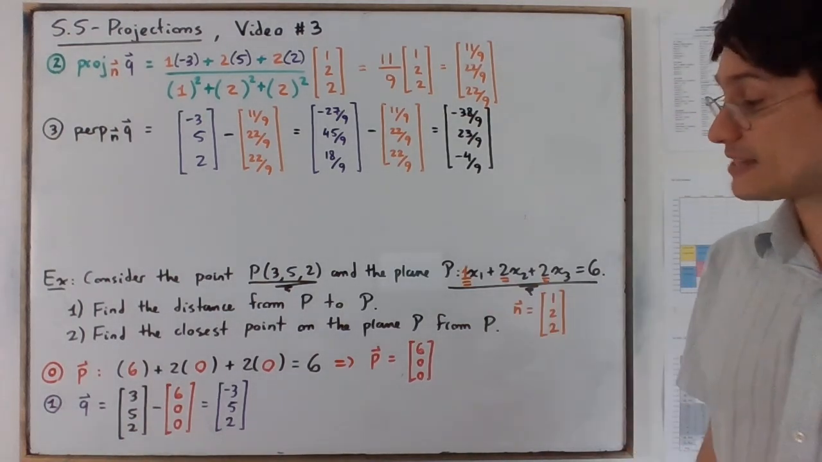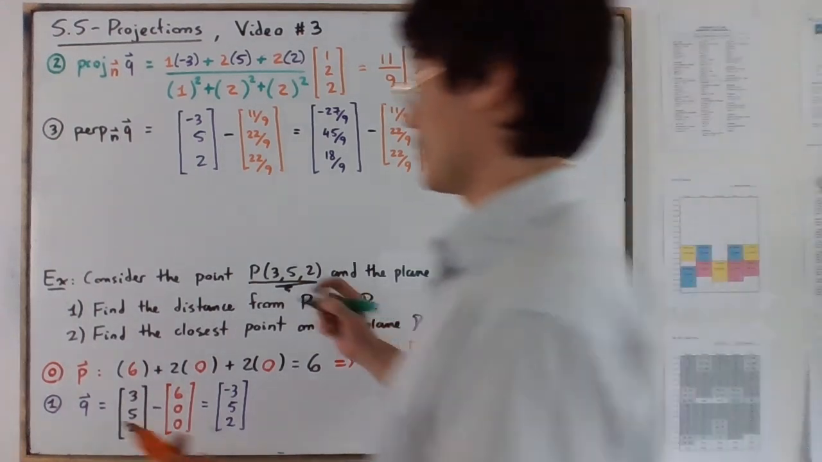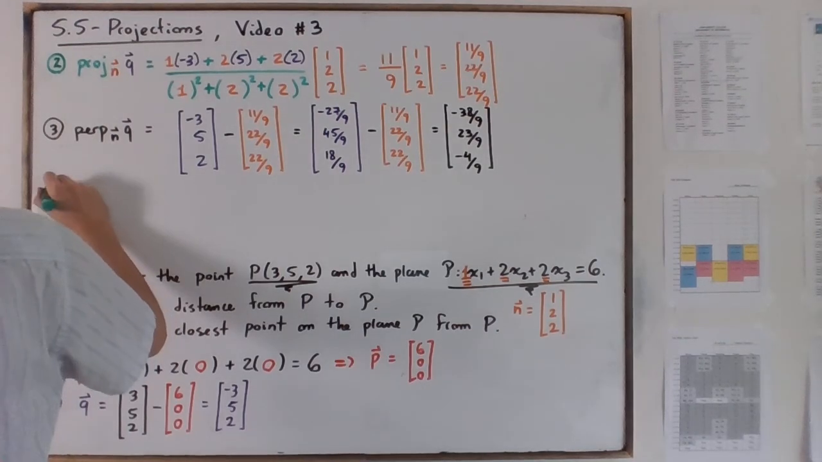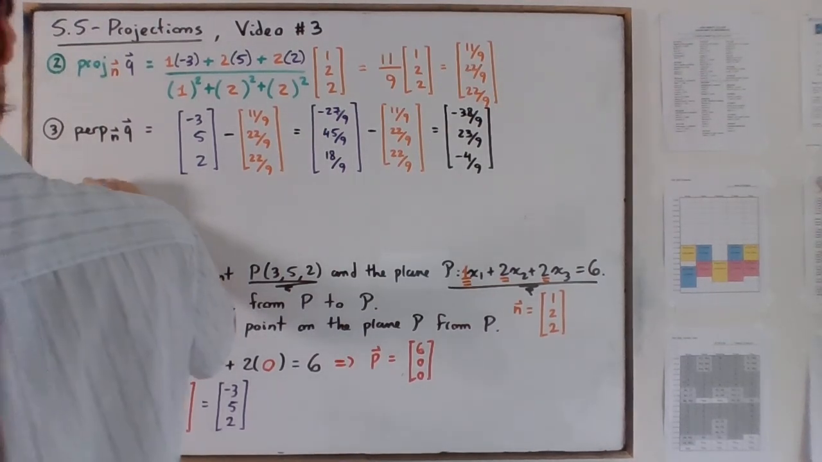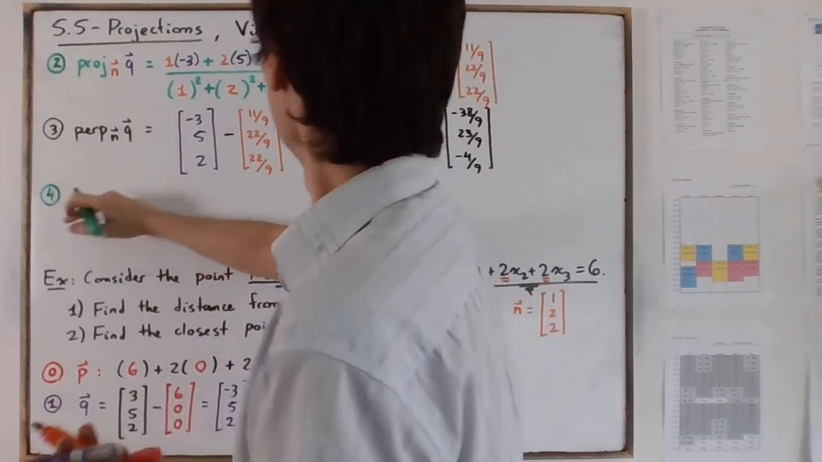So step number 3 is done. Now, step number 4. The distance is simply the norm of the projection.